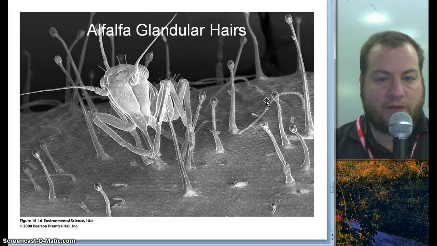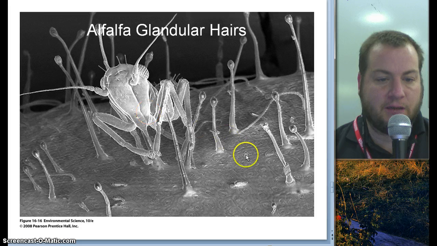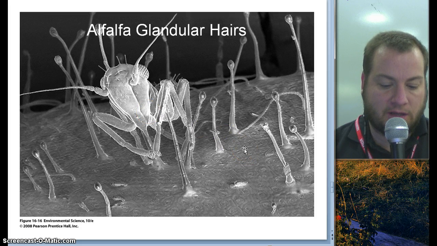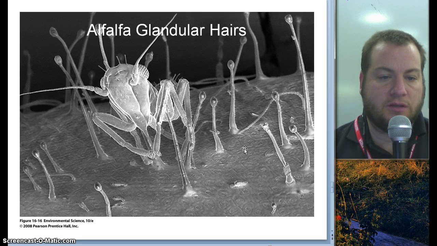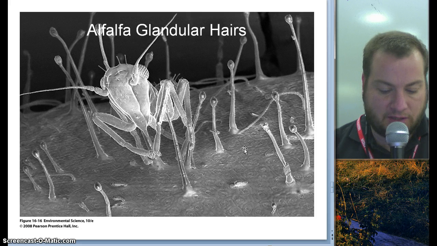Another one was alfalfa glandular hairs. So these alfalfa plants were genetically engineered to grow these what are called glandular hairs, and they're sticky. So you can see that the potato leaf hopper here is trapped on these sticky glandular hairs of this alfalfa plant and is unable to escape, and so it dies.